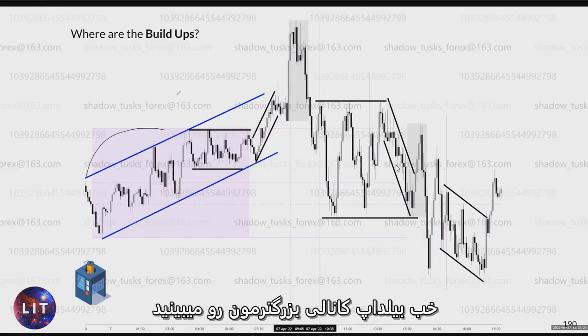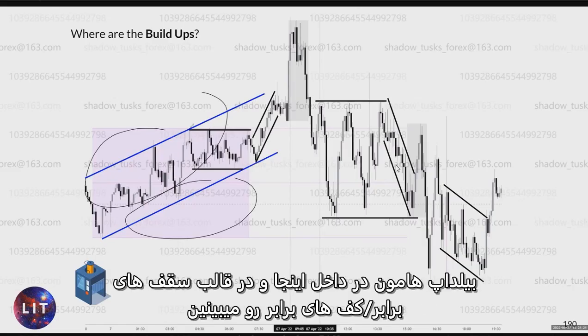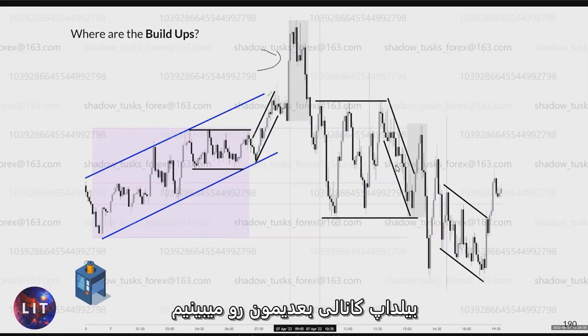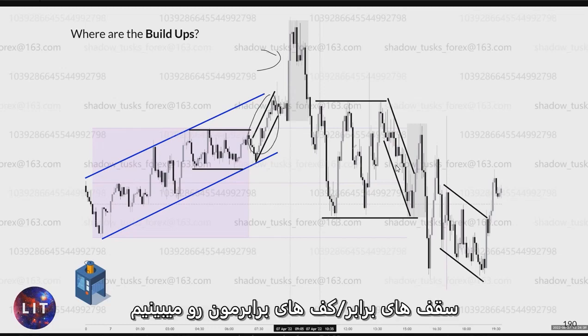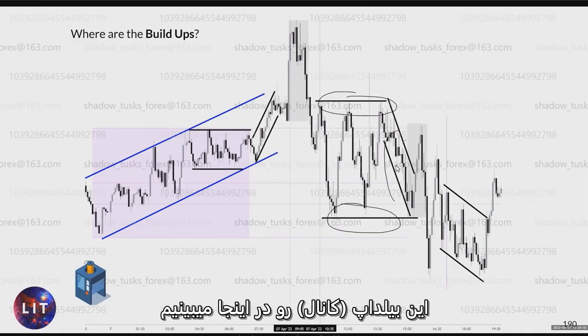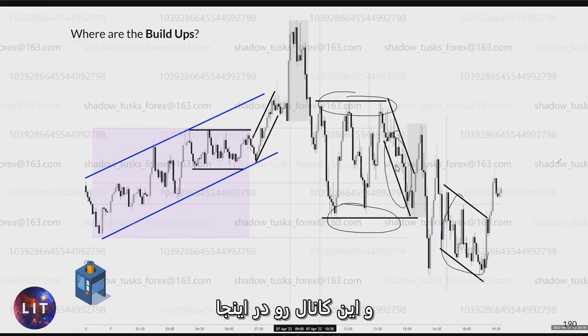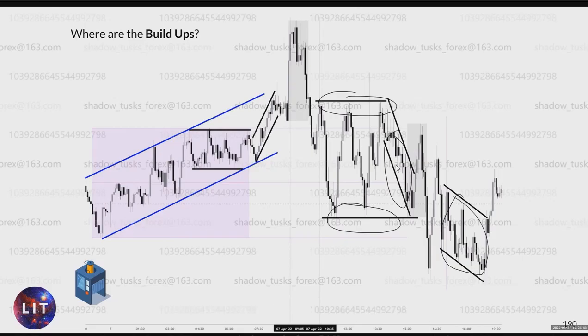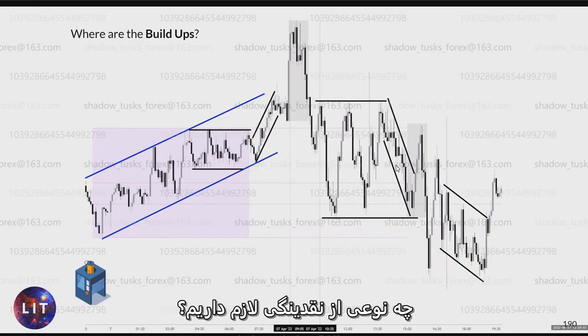So we see our bigger channel buildup. We see our buildups inside here with the equal highs, equal lows, right? We see our vector candles. We see our next channel buildup. Then what else? We see our equal highs, equal lows. We see the buildup in here, the channel in here, and this channel in here. Okay, so as you already can see, what type of liquidity do we need? We need channels, equal highs, equal lows, and that's about it.